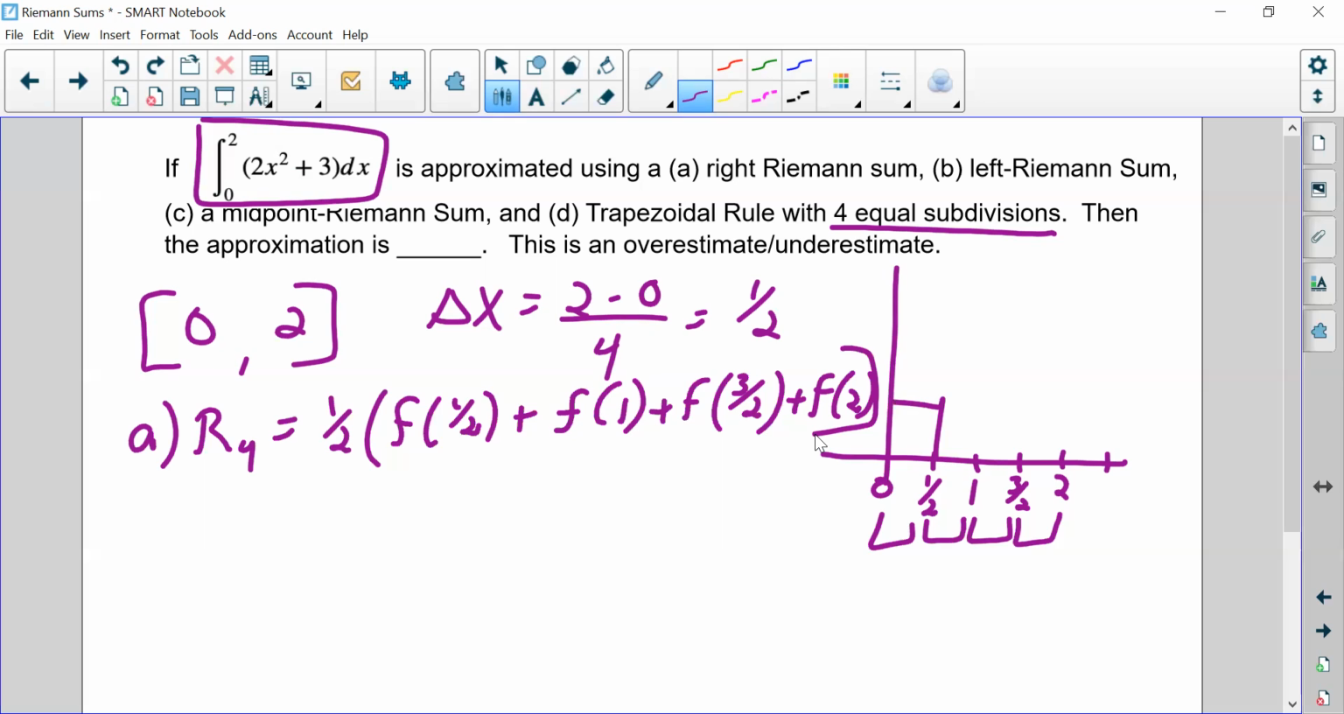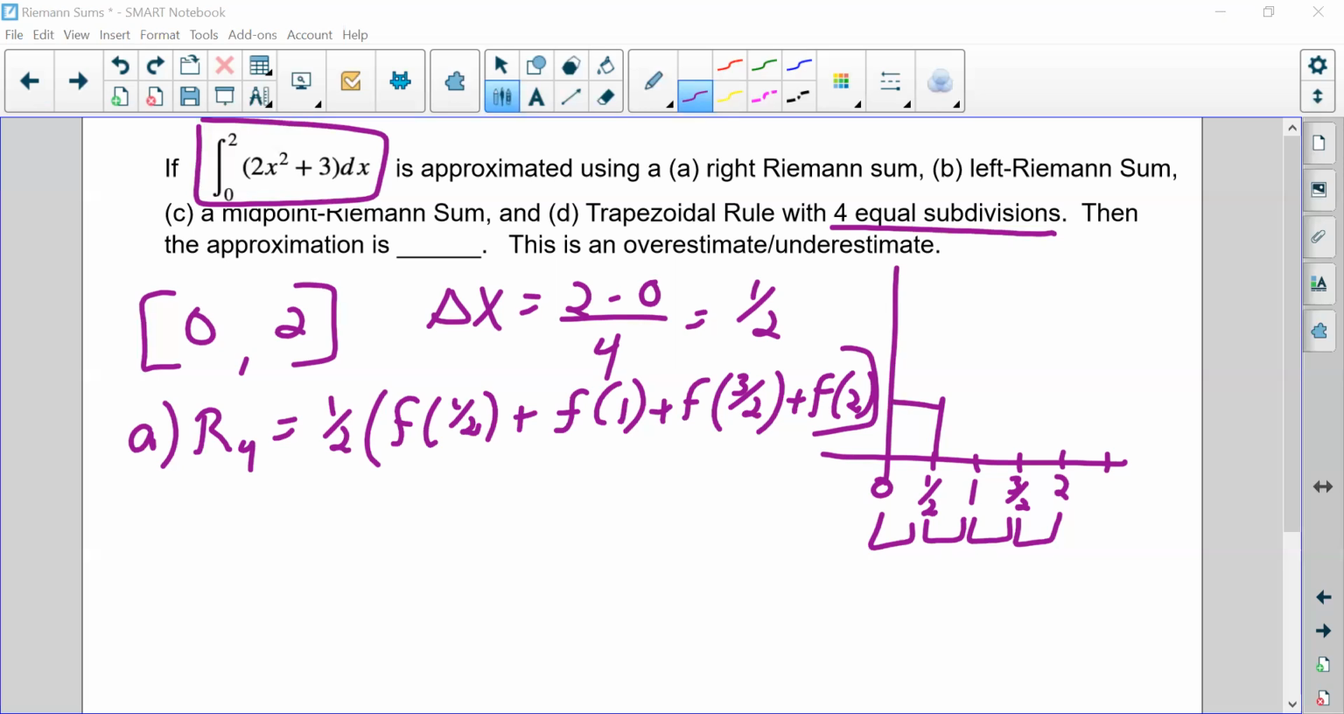Okay. Now, to help us out, instead of plugging in all of these individually, I need to find these individual values. Now my function is 2x squared plus 3. And I need to find f of 1/2, f of 1, f of 3/2, and f of 2. So go to your calculator, and we can do this really quickly.